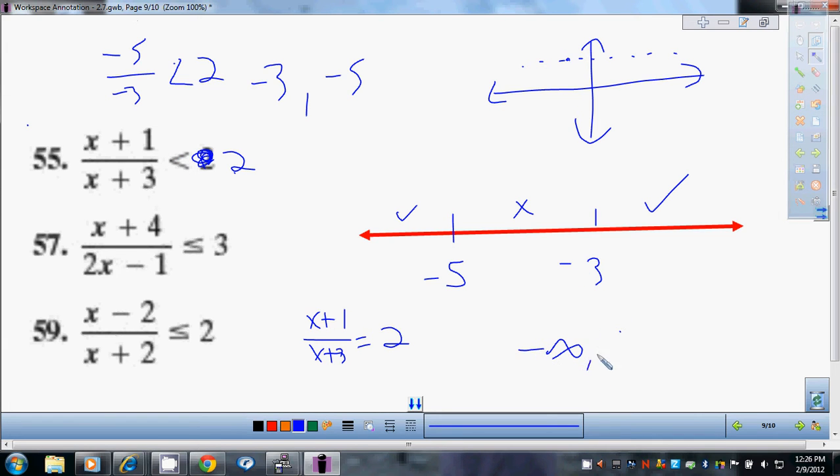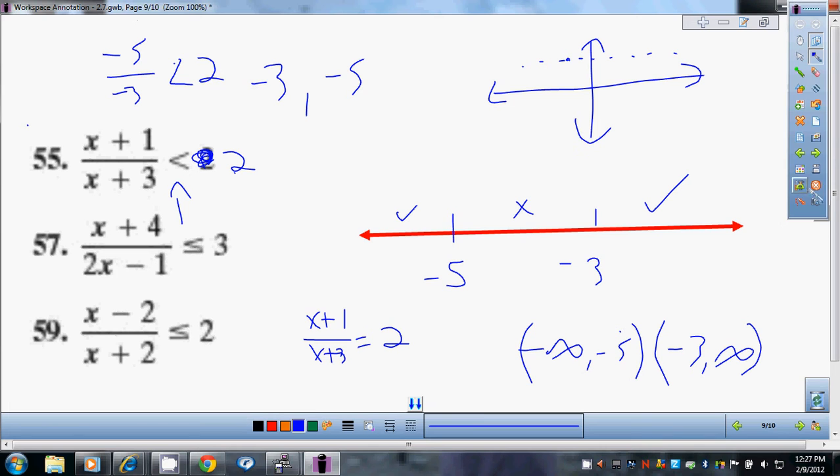Negative infinity to -5, and then -3 to infinity. Because there's no equal sign. If there's no 0 in the end, then just solve for x and that'll end your vertical asymptotes. Good questions. Very good questions. Any other questions?